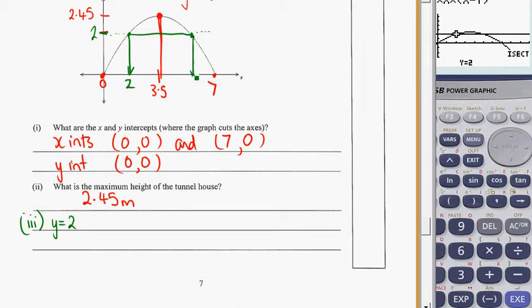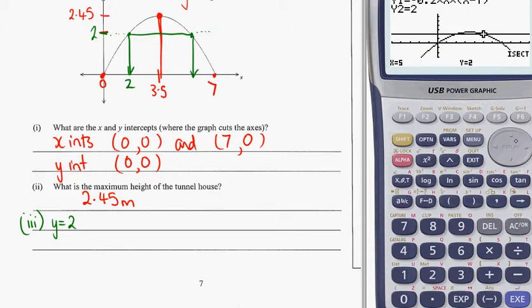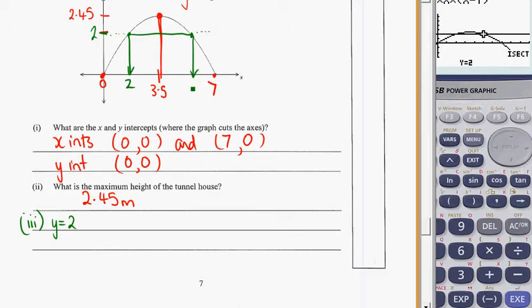We could use symmetry to find this as well, or we can come back over here, and obviously it's going to be at 5 over here. So the length of the brace, 5 minus 2, is 3. You could write down the length of the brace as 3 metres.